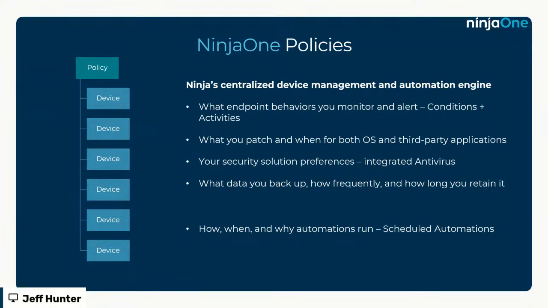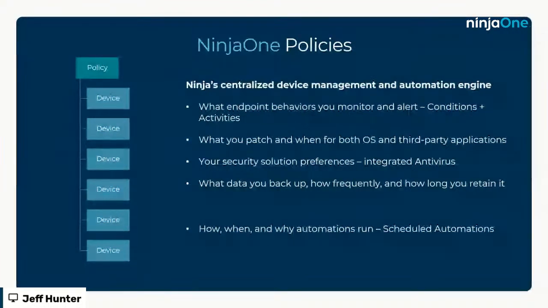For patching, for both operating system and third-party applications, what do you want to patch? When do you want to install those patches? And then what gets pre-approved, what gets pre-rejected, and what do you want to have somebody manually review prior to it being installed? If you're using integrated antivirus, that is also going to be a policy setting. And then if you're using NinjaOne Backup, again, also a policy setting. What are you backing up? How frequently are you backing that up? And then how long are you retaining that data for?